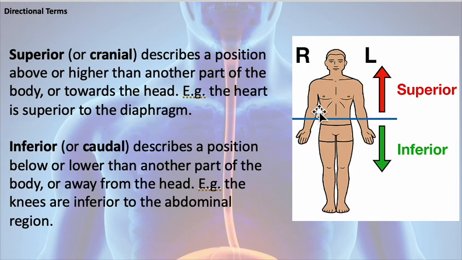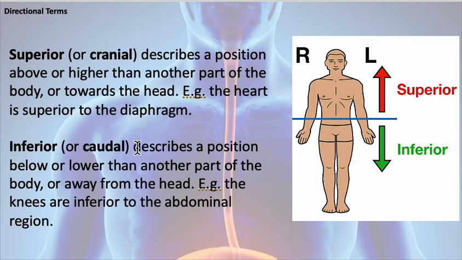So we can see our reference point here is anatomical position. This individual is standing forward with palms facing forward. So superior referring to higher of another part of the body, inferior being lower. Now, other words that you can use are cranial or caudal.